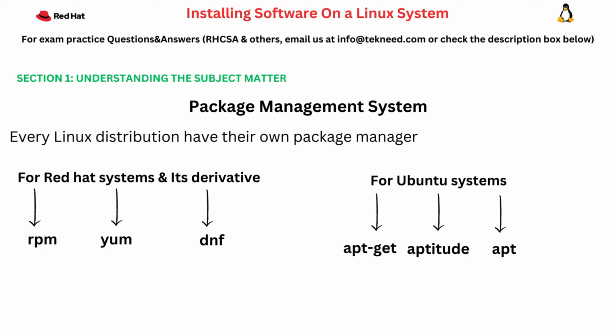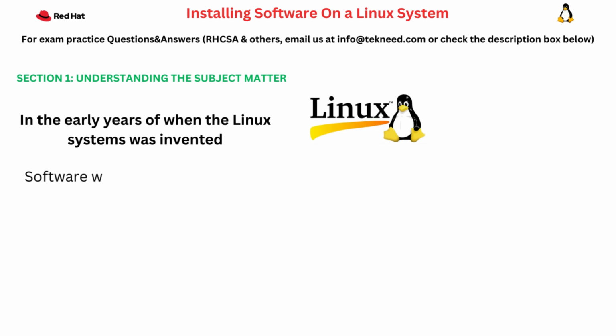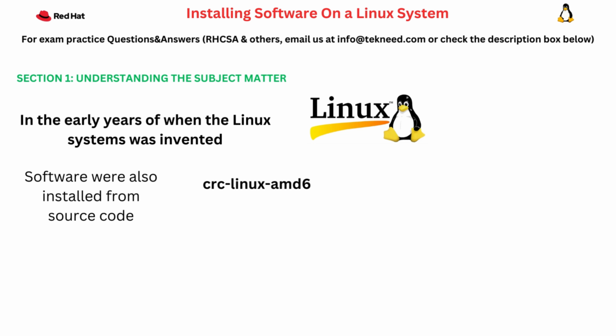Though apt-get and aptitude are still in use, with time, they might also be finally deprecated. Before we get to the action time section, it is also very important you understand that in the early years of when the Linux operating system was invented, software was also installed from the source code itself, which was always in the package format of tarballs, that is the TGZ. However, you can still download tarball files of source code for software and install them.